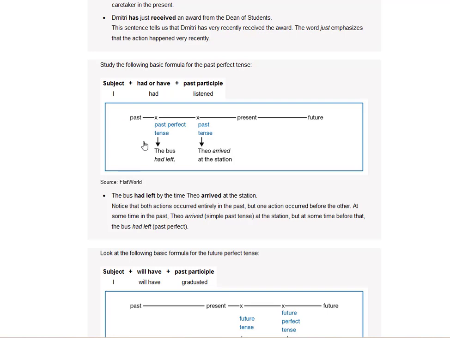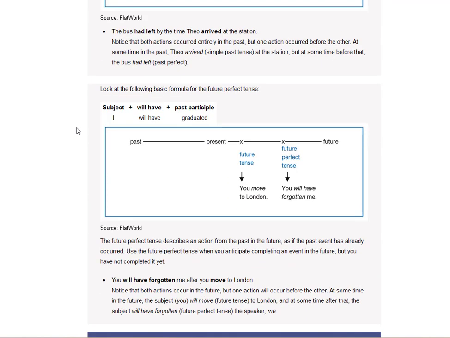See, so here for past perfect, the bus had left by the time Theo arrived at the station. Oh, this means he missed his bus. Notice that both actions occurred entirely in the past, but one action occurred before the other. At some time in the past, Theo arrived at the station, but at some time before that, the bus had left. So always the past perfect, I had brushed my teeth before I went to bed. Well, this one, the bus had left before Theo arrived at the station, which means that Theo missed his bus. That's what it means.